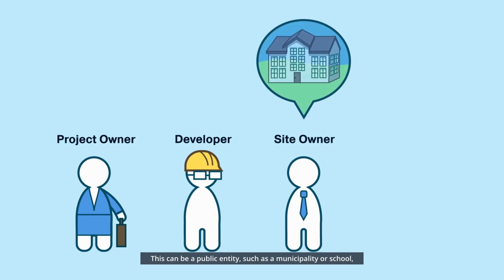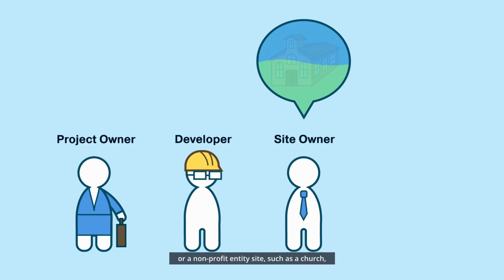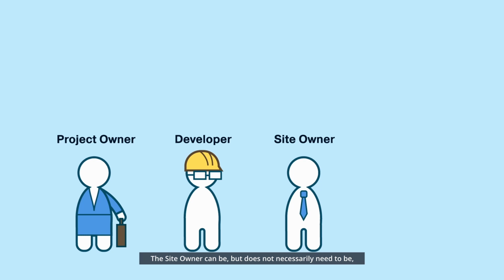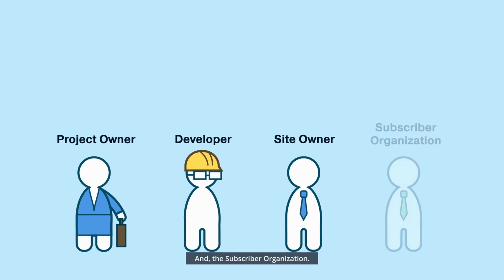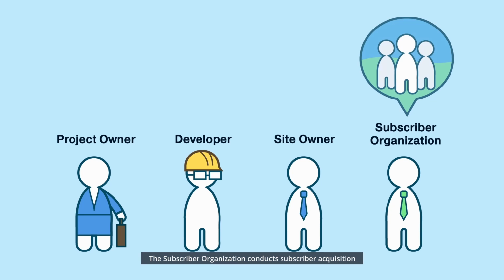This can be a public entity, such as a municipality or school, a private entity, such as a commercial or industrial site, or a nonprofit entity site, such as a church, shelter, affordable housing complex, or the like. The site owner can be, but does not necessarily need to be, the same as the project owner. And the subscriber organization. The subscriber organization conducts subscriber acquisition and subscriber management. All subscriber organizations are required to register with the Board of Public Utilities.